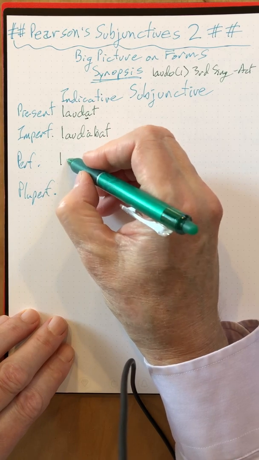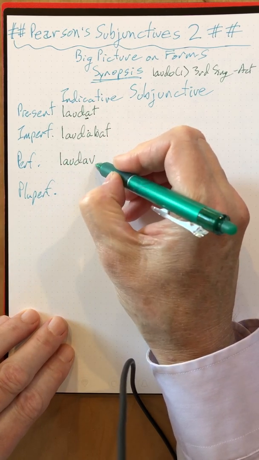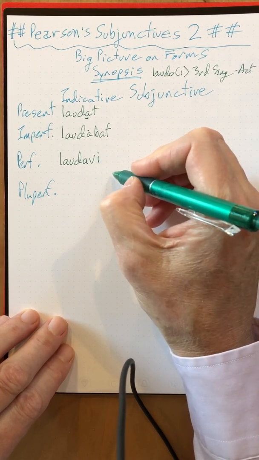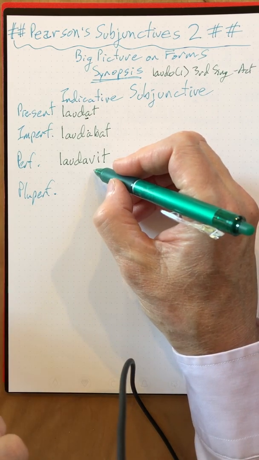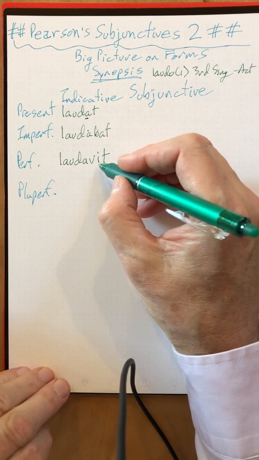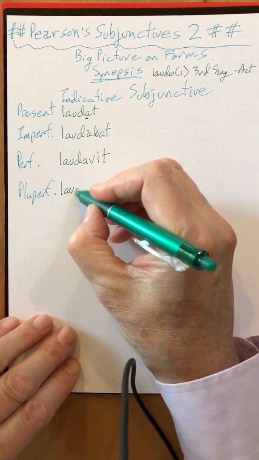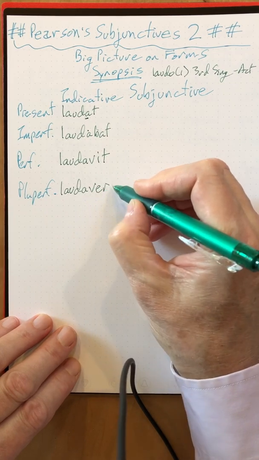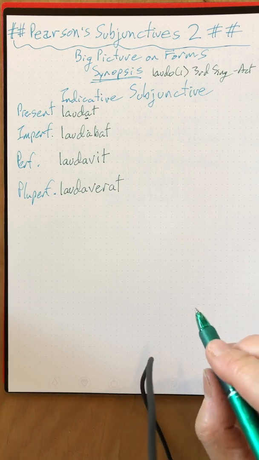The perfect, we're changing it up now. We have to have the perfect active stem, and then I, and then T. This is pretty formulaic too. Laudavit. And the pluperfect, lauda, verat, excuse me. So very systematic, very reliable.